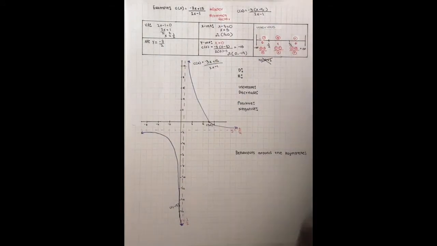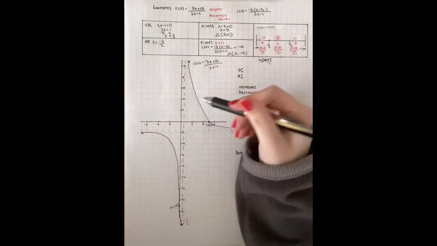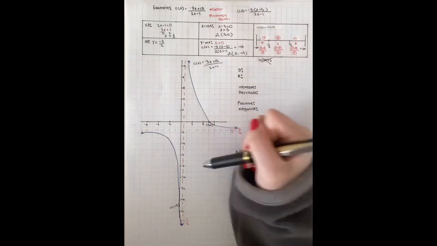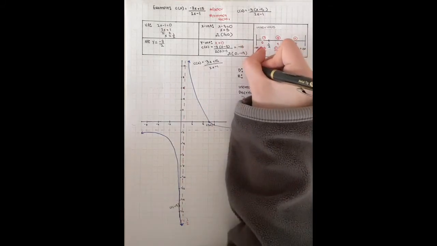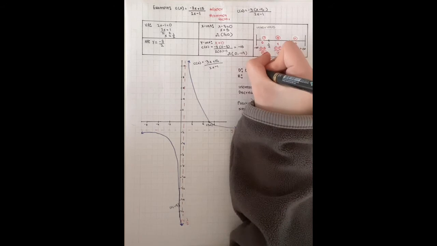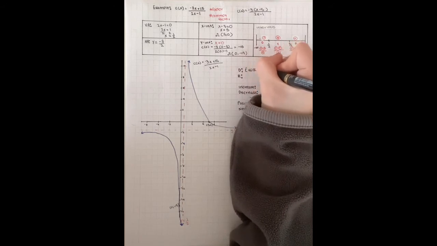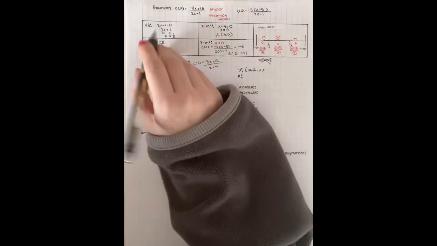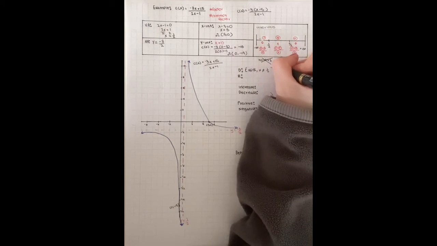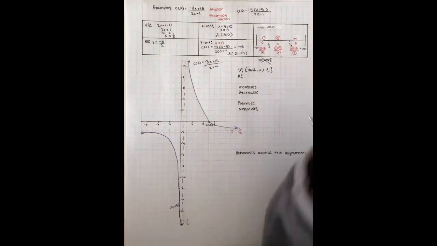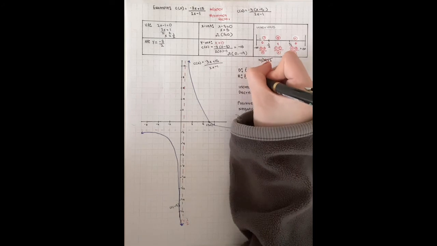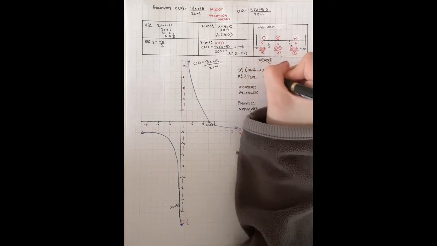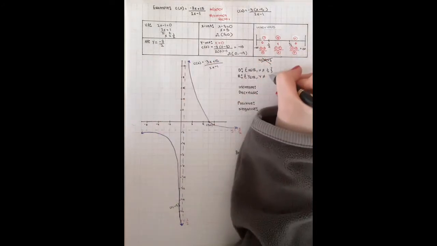So the domain is equal to every x value except for the vertical asymptote, because it cannot go through the vertical asymptote. So we're going to have a squiggly bracket. x is an element of all real numbers where x cannot be equal to the vertical asymptote, so 1/2. And the same goes for the range. y is an element of all real numbers where y cannot be equal to -3/2.